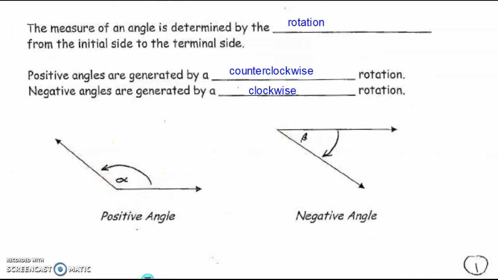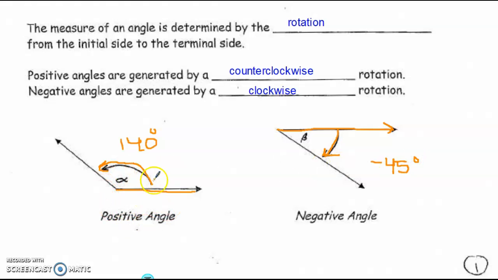So if I look at this example here, I can see that this here is the initial side, and we went this way. And I'm going to say that probably is 140 degrees, somewhere around there. So I'll make an estimate, 140 degrees. Now this over here, here's my initial side, and I'm going clockwise, and that looks like it's about a negative 45 degrees. Because we went clockwise.